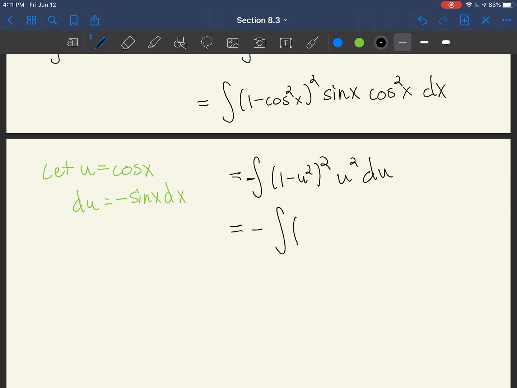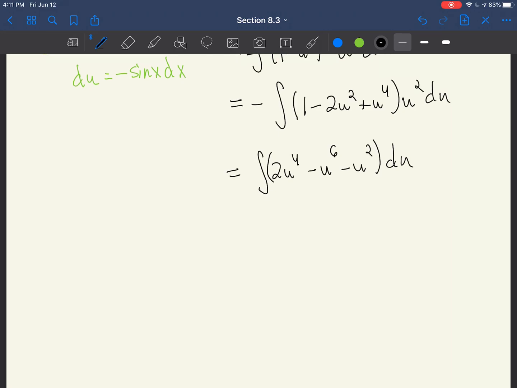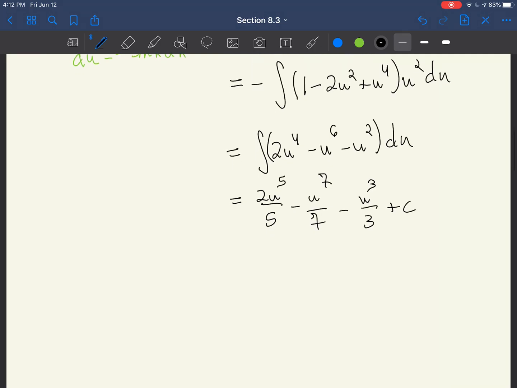Okay, go ahead and expand this. We have negative integral of 1 minus 2u squared plus u to the 4th times u squared du. And then distribute the negative sign and distribute the u squared. And we have the integral of 2u to the 4th minus u to the 6th minus u squared du, which is 2u to the 5th over 5 minus u to the 7th over 7 minus u cubed over 3 plus c.